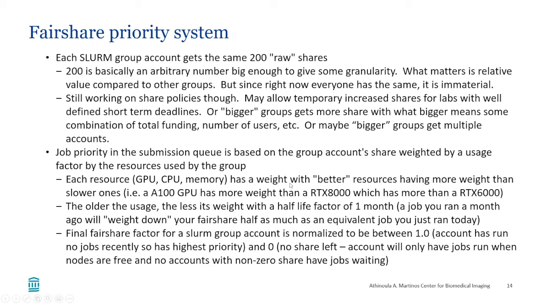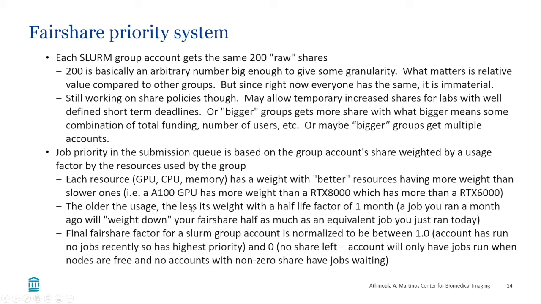So each resource has a weight that you ask for, and the weights of resources that are faster are different. So an A100 GPU has a higher weight than the RTX 1000, which has a higher weight than the RTX 6000. The same goes for CPUs, and the same goes for the GPUs. All the memory is the same on all systems.